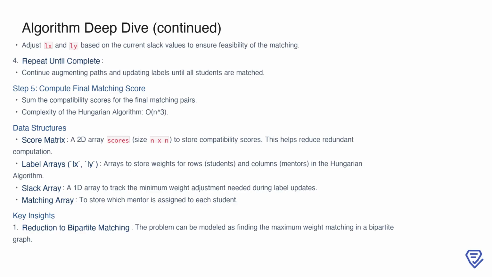To implement this solution effectively, we rely on several key data structures. The scores matrix, a 2D array, stores pre-computed compatibility scores and avoids redundant calculations. The label arrays Lx and Ly manage weights for students and mentors. The slack array helps track the minimum adjustments needed during the label update process, and a matching array keeps track of the current mentor assigned to each student. Together, these components enable the algorithm to find the optimal solution efficiently.